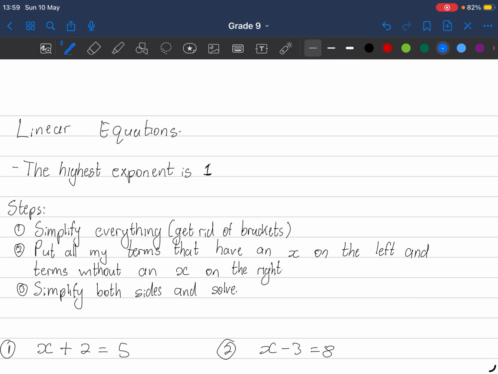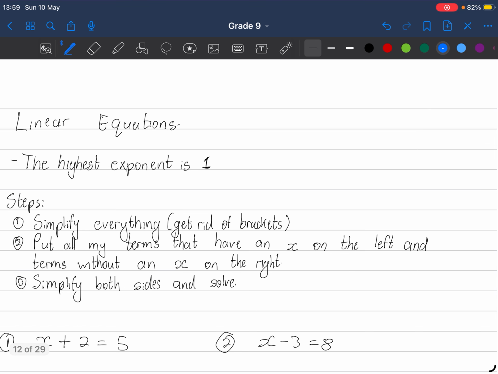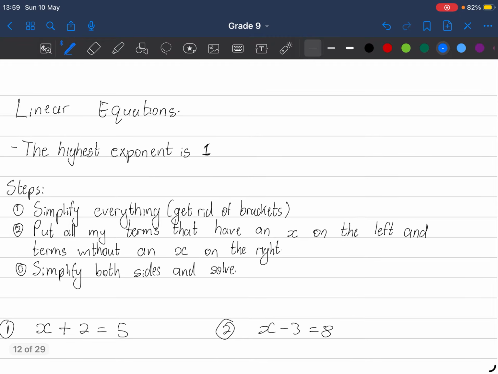Sometimes you can have the x on the right. It's not a biggie. But generally, when we're learning it for the first time and practicing at an introductory level, we just try to follow this to make sure that our understanding develops a little bit better. It helps us build that confidence to do things that we talk about later. So put all my terms that have an x on the left and all the terms without an x on the right. Step 3: simplify both sides and solve. I've left that a bit vague, but I'm going to explain it through practice.